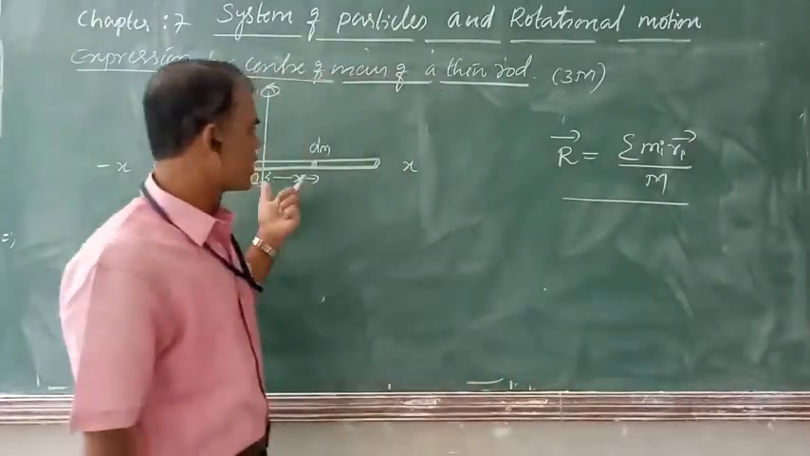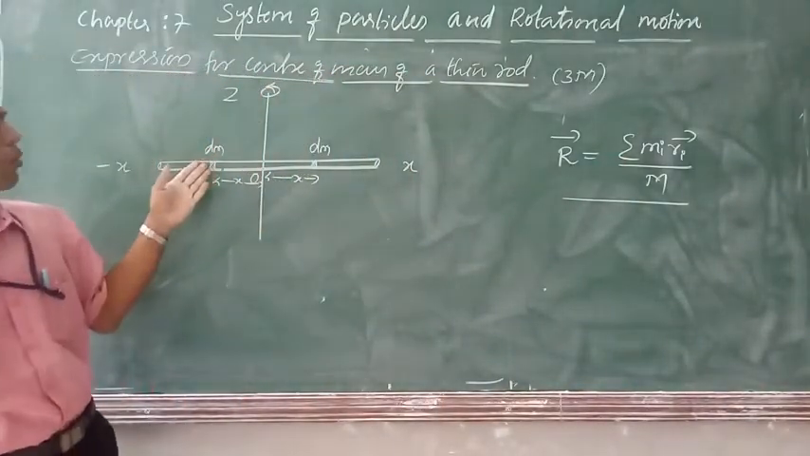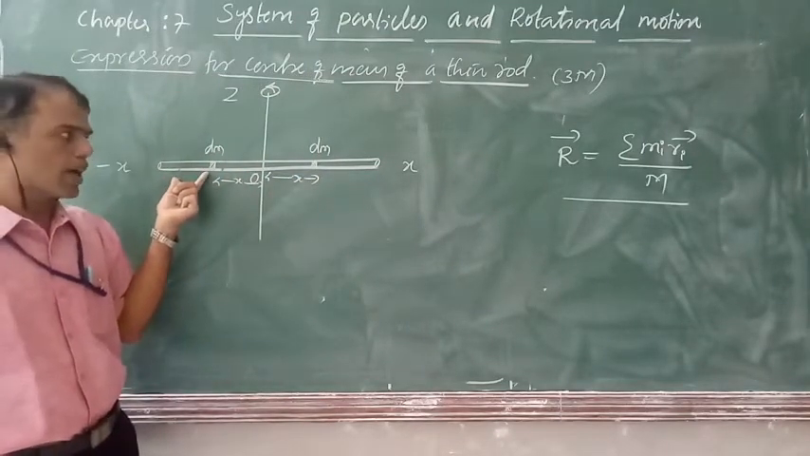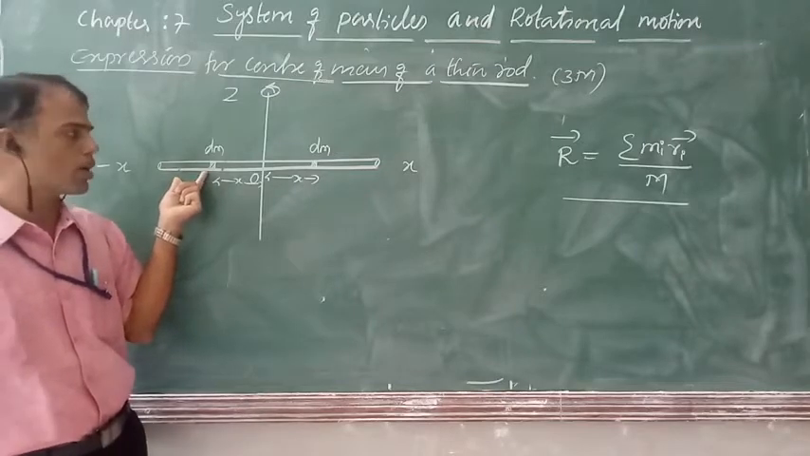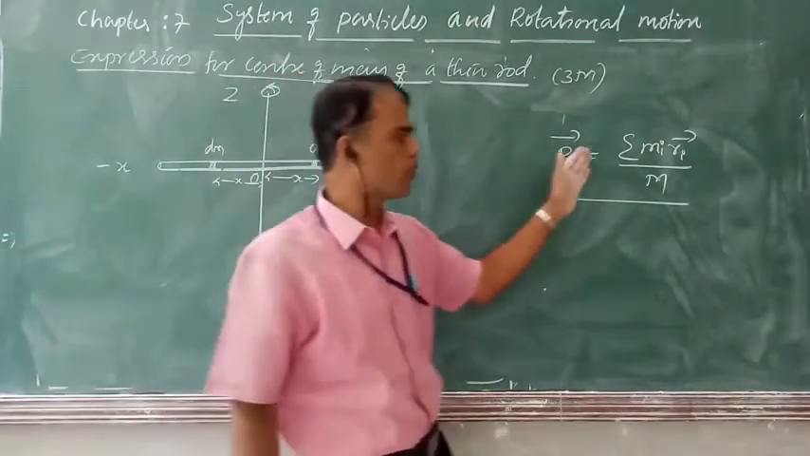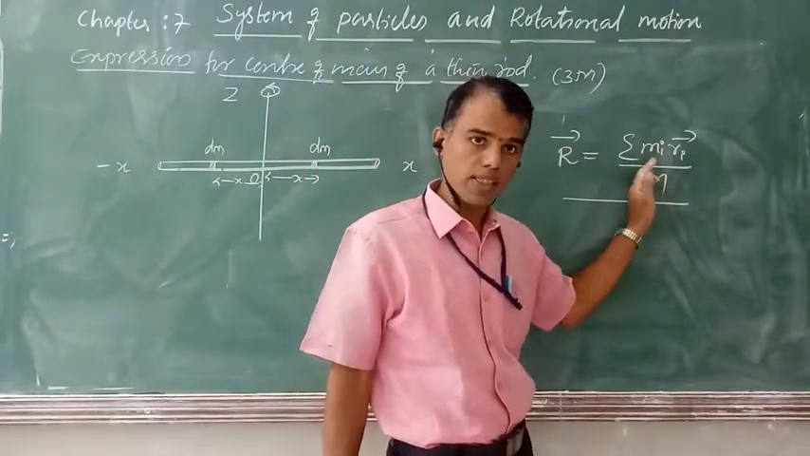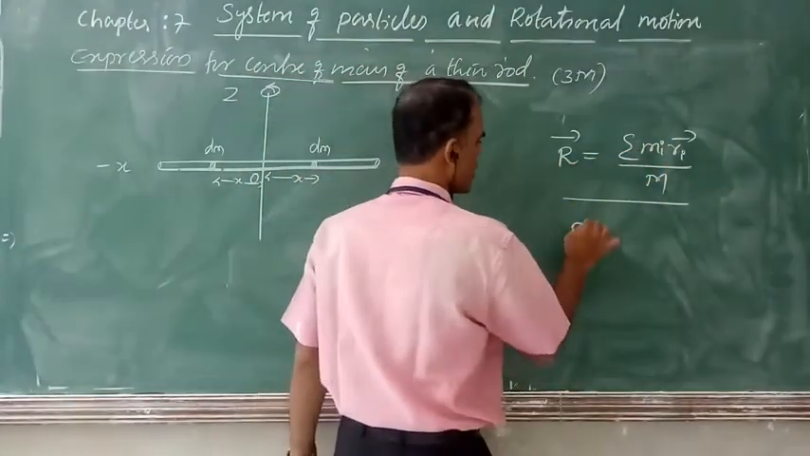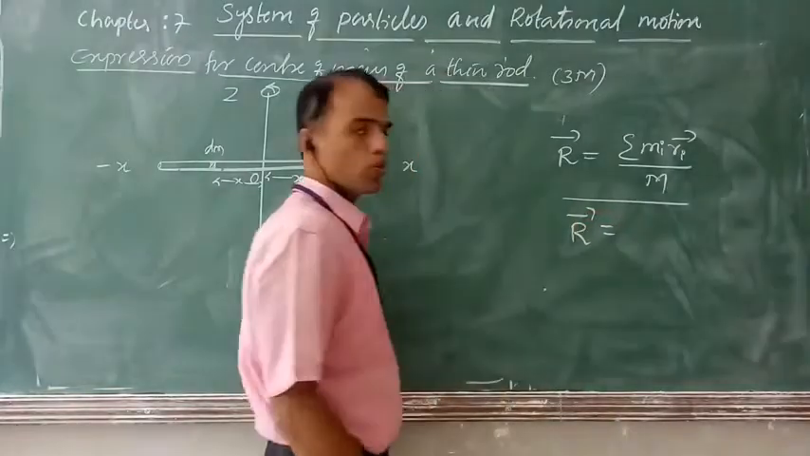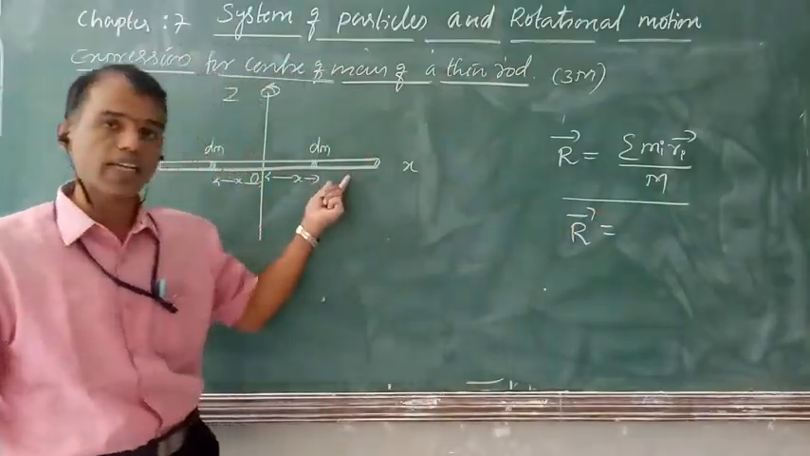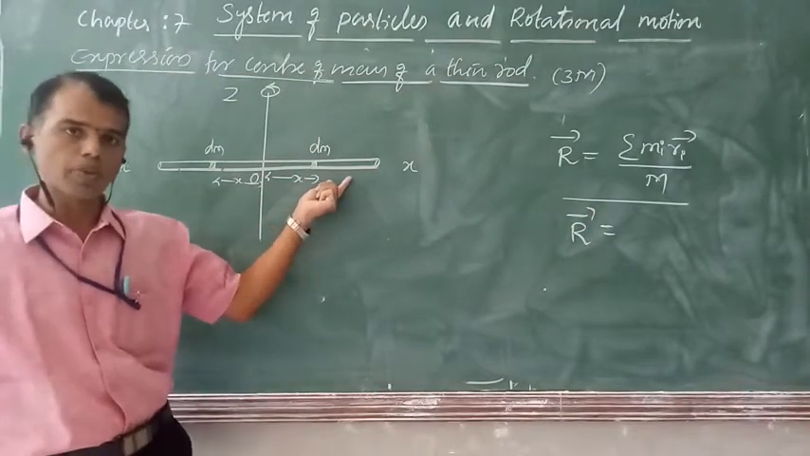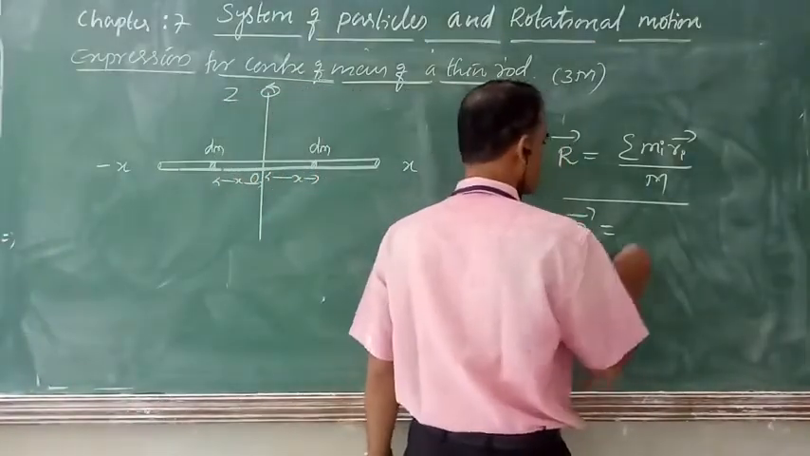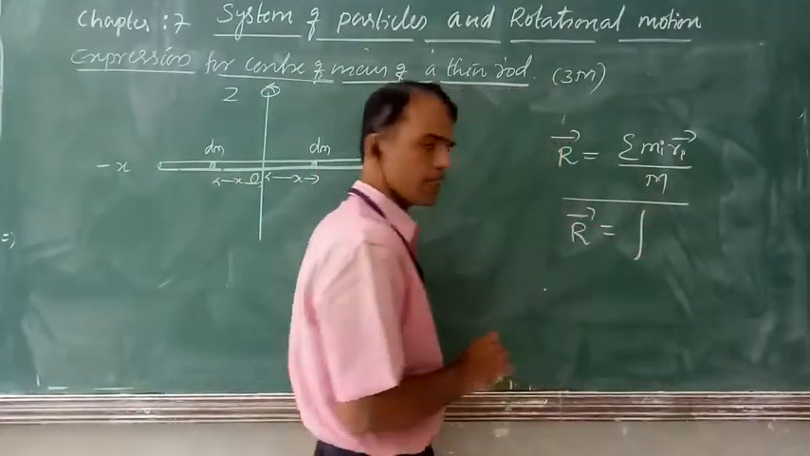Suppose you consider regular rigid bodies, like what we have taken in this case. A thin rod is a regular rigid body. This thin rod is composed of a very large number of particles. We cannot identify the individual particles. So in such cases, the summation is replaced by integration. Therefore, in such cases, we write the position coordinate of the center of mass in case of regular rigid bodies like sphere, cylinder, metallic rod, etc. as R is equal to, the summation is replaced by the integration symbol.